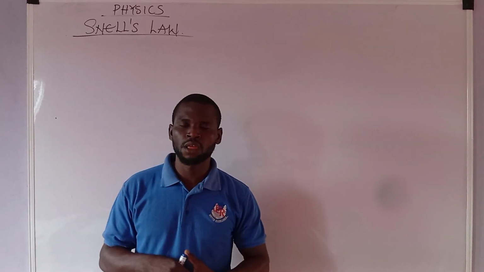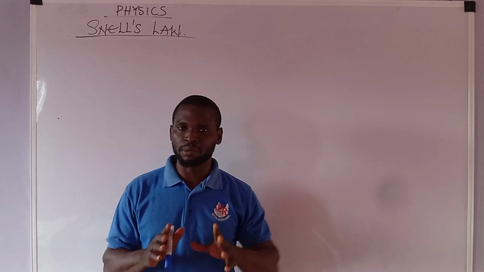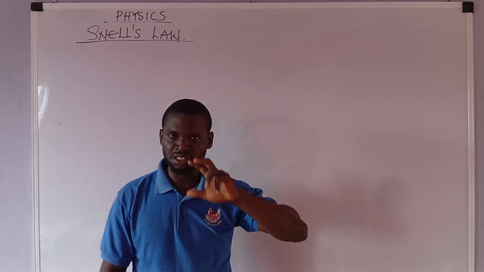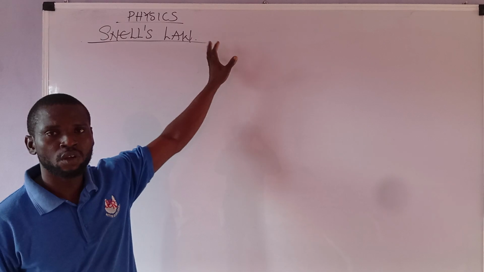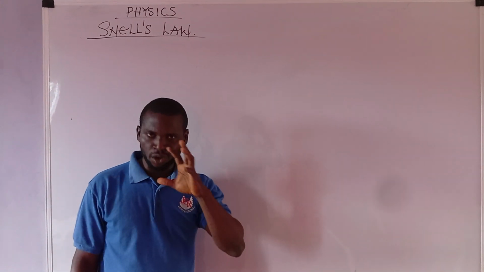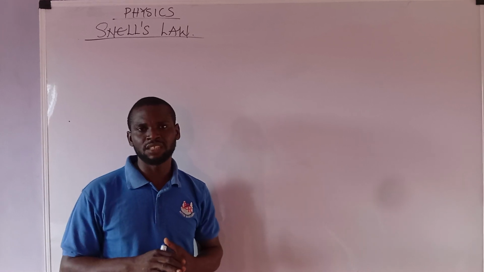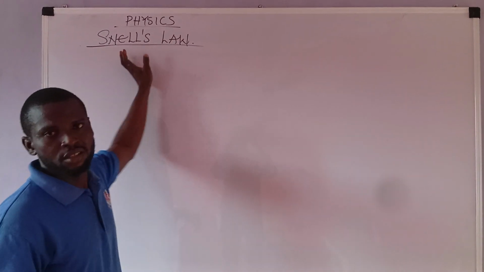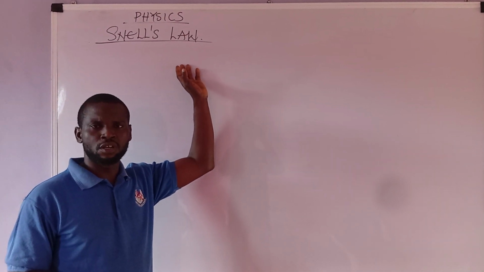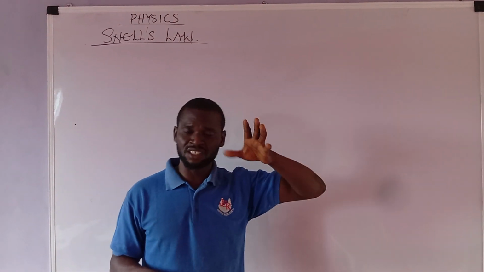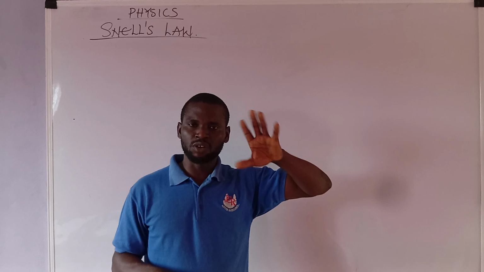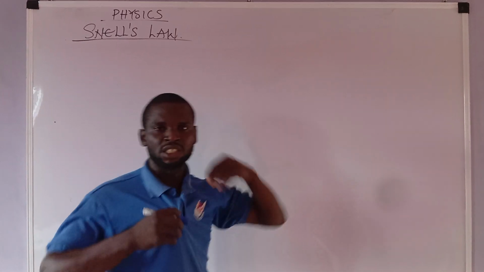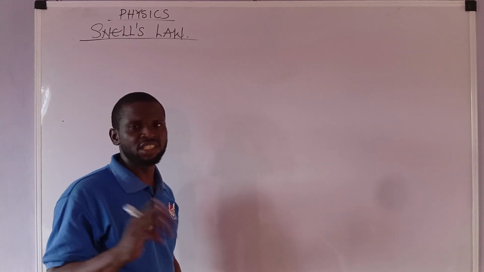Today we are doing physics, and I want to quickly talk about one hidden law in physics that your school will not really teach you. One hidden law. So we're doing Snell's law. Snell's law is one of the laws that govern light. Snell's law states that the sine of the angle of incidence divided by the sine of the angle of refraction is equal to the refractive index of given media.